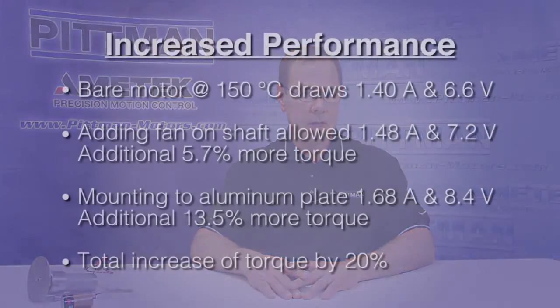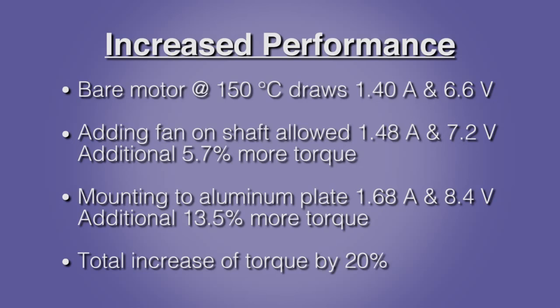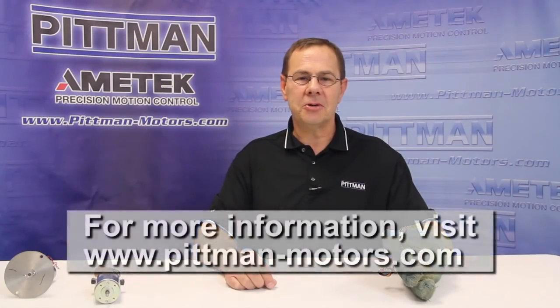Since most customers will mount a Pittman motor in their application where it can transfer heat to its surroundings, the catalog data will usually be conservative compared to the actual results. In the case of this specific example, I've shown that our motor is able to receive 30% more power and produce 20% more torque based on current. This strategy ensures that a customer's motor is designed for worst-case conditions.